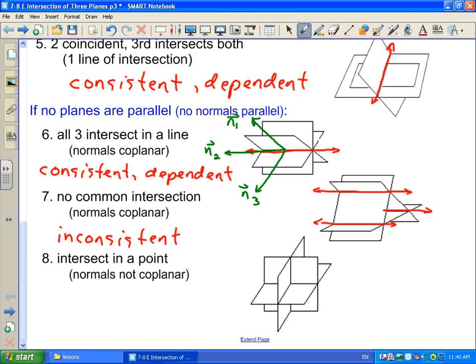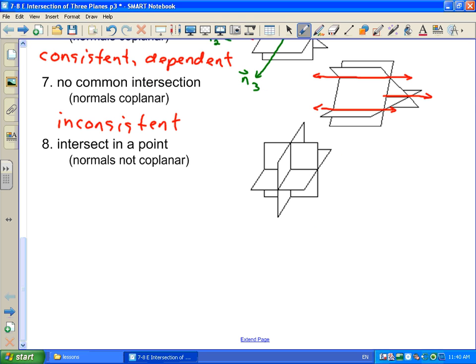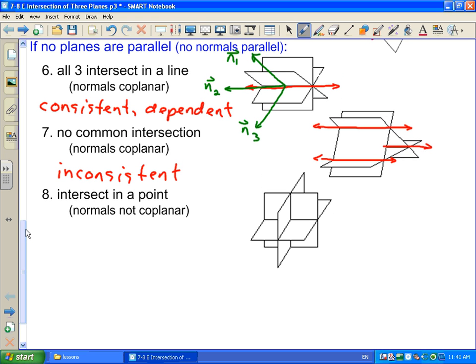And the final case is if all 3 of our lines, all 3 of our planes, sorry, can intersect at a single point. So you can see the situation illustrated there. We've got 2 of them intersecting and the third one sort of at a different angle here. So in this case, none of our normals are parallel and the normals are not coplanar. So we get intersection at a single point here. So if this all intersects at a single point, we get a system that is consistent.